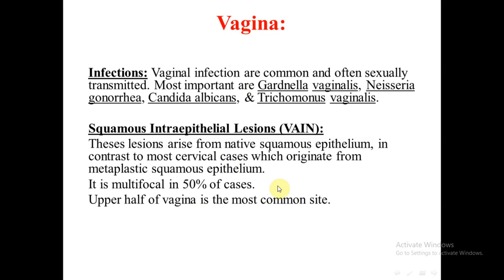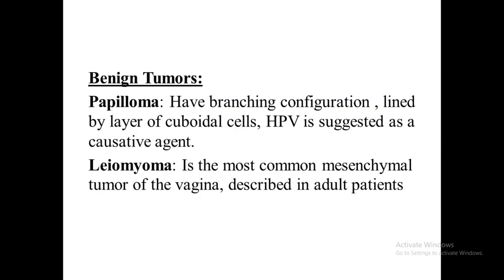In 50% of cases, the upper half of the vagina is the most common site. The most common benign tumors of the vagina are papilloma, which is HPV related, and leiomyoma, which is a benign tumor of smooth muscle of the vagina, and it is commonly described in adult patients.